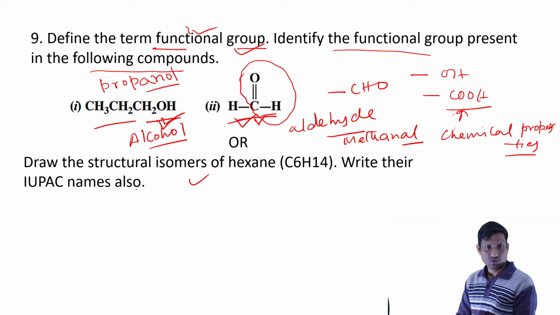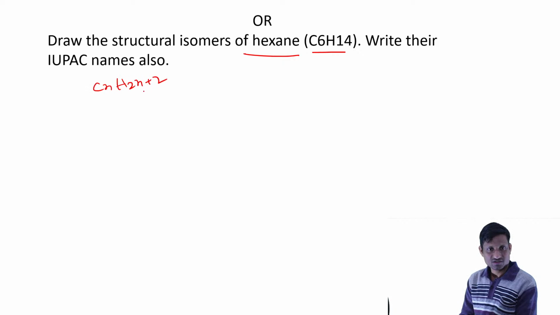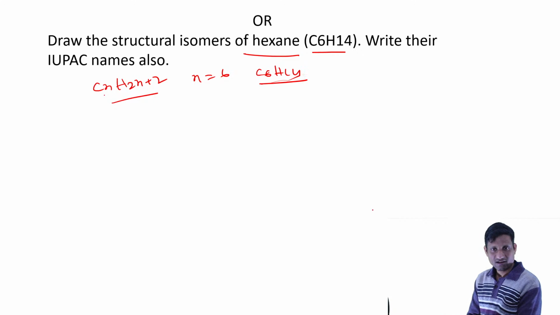In the second option, we are having: draw the structural isomers of hexane and write their IUPAC names also. So maybe we need more space for this one, so maybe we'll go to the next page. So this is the question. The general formula that matches is CnH2n+2, so this follows that rule. With n equal to 6, you will get C6H14. So this is an alkane, and this is the general formula of alkanes.